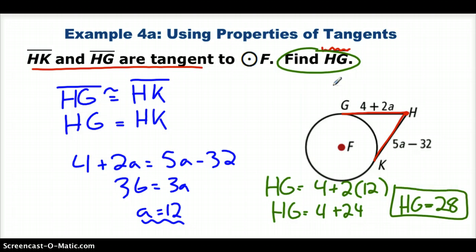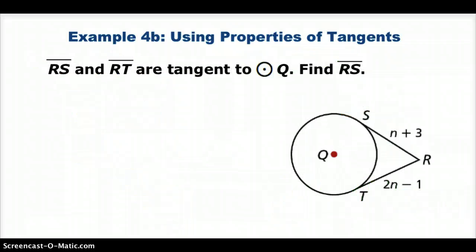Okay, and let's look at one last example here. Then you guys can go ahead and get started on your homework, as we should feel pretty confident now. So this one's saying that segment RS and segment RT are tangent to circle Q, so find RS. Well, R is this common endpoint that's on the outside of the circle, and it's saying that both RS and RT are tangent to the circle. Well, if these two segments are tangent to the circle and they have that common endpoint, then these two segments have to be congruent, right?